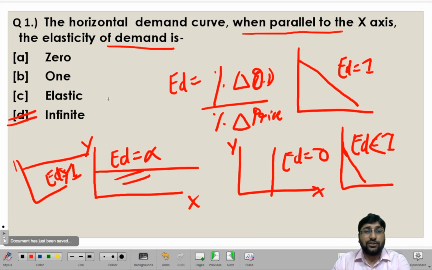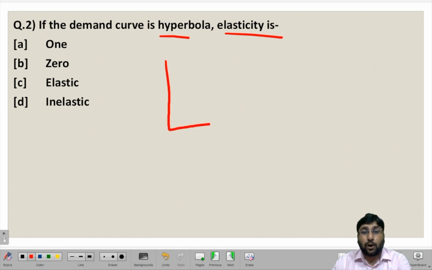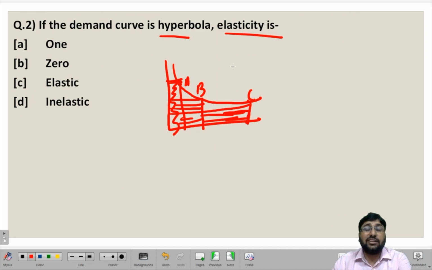Moving to the next question for the day. If the demand curve is a hyperbola, what will be the elasticity? Again, a very good question, but we must know one of the properties of the demand curve: if the demand curve is a downward sloping hyperbola, then the area covered at any of the points, so let us understand this diagram first. If we move to any of these points, whether it be A, B or C, the area covered by each of these points will be equal, and the elasticity will be the same, equal to 1.